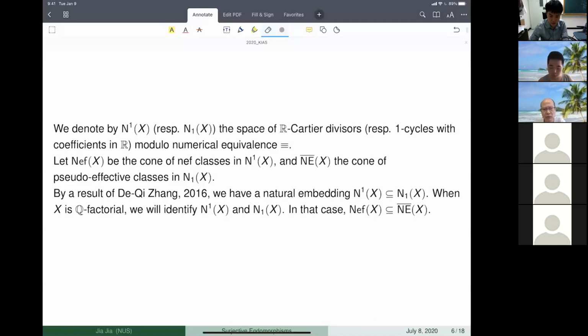Since we know the nef cone is contained in the pseudo-effective cone, in that case, the pseudo-effective cone is identified with this Mori cone, Nbar(X). So in that case, we have this inclusion Nef(X) contained in Nbar(X). So if dimension 2, X is a surface.